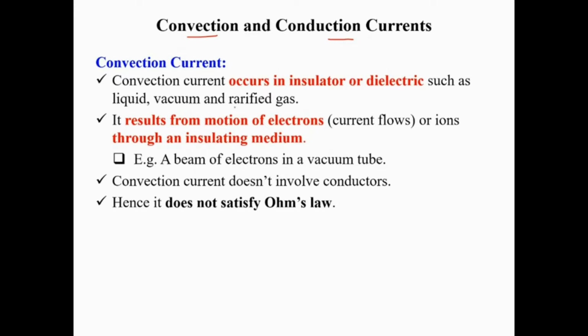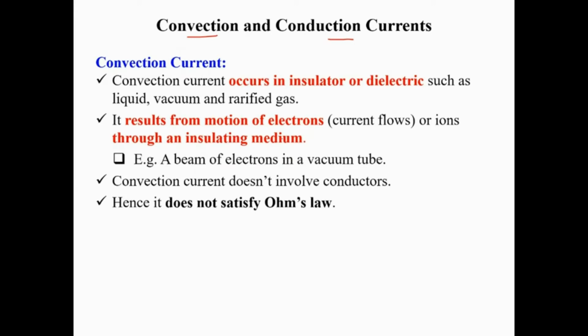So examples of the dielectric are liquid, vacuum, gas. There can be many types of gas. So when there is a motion of electrons in this medium, we say that there is a generation of convection current. For example, you have a beam of electrons in the vacuum tube.